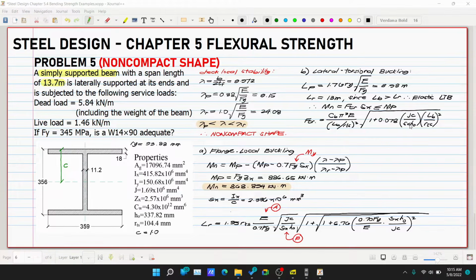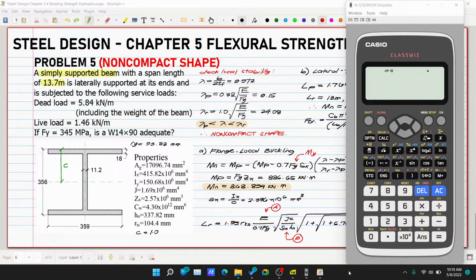Okay. So, meron na tayo nito. Yung LB over RTS na lang, gawin natin siya as alpha C, kasi dalawang beses natin siyang gagamitin. So, ang ating LB is 13.7, times 10 raised to 3 para maging 13,700 para maging millimeters. Then, ang RTS natin is 104.4. Then, square natin yan. So, ito na yung ating LB over RTS squared. Yan. So, na-store natin sa C.